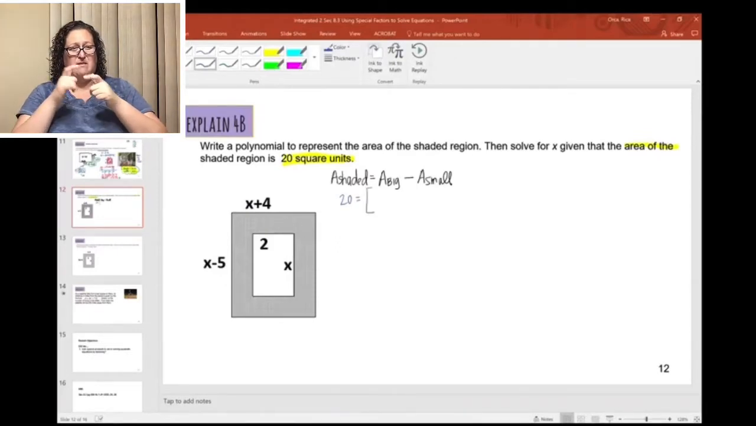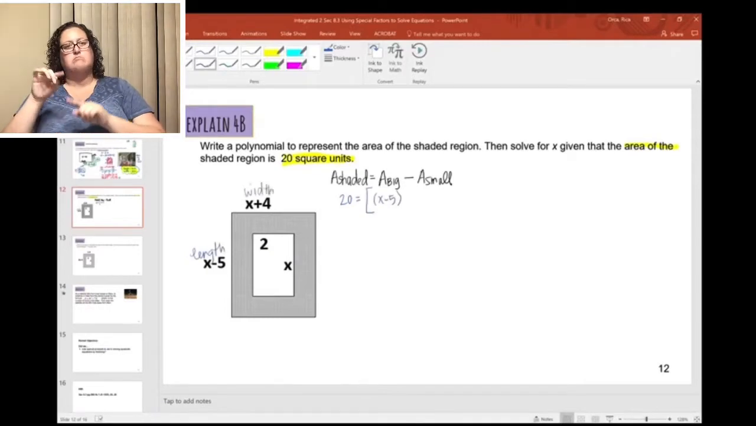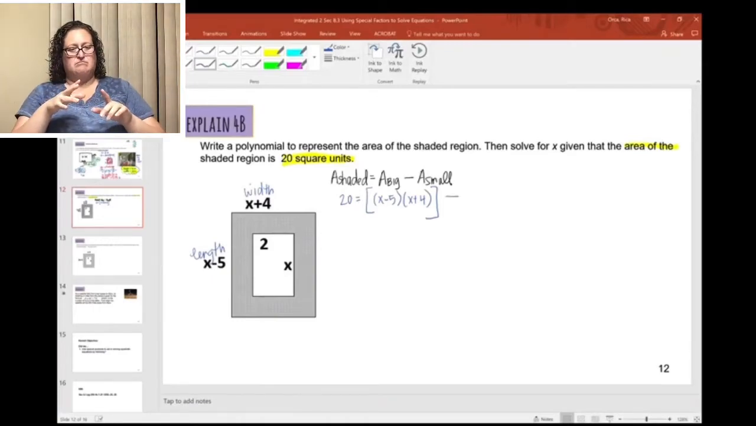I'll go ahead and use brackets to identify this area. So the area of the big rectangle is x minus 5, that's its length, times x plus 4, which is its width. Once again, I'm using brackets to show that I'm referring to the area of the big rectangle. And from that, we're taking away the area of the small rectangle, and the small rectangle would be that white region. You can put x times 2 or you can put 2x.